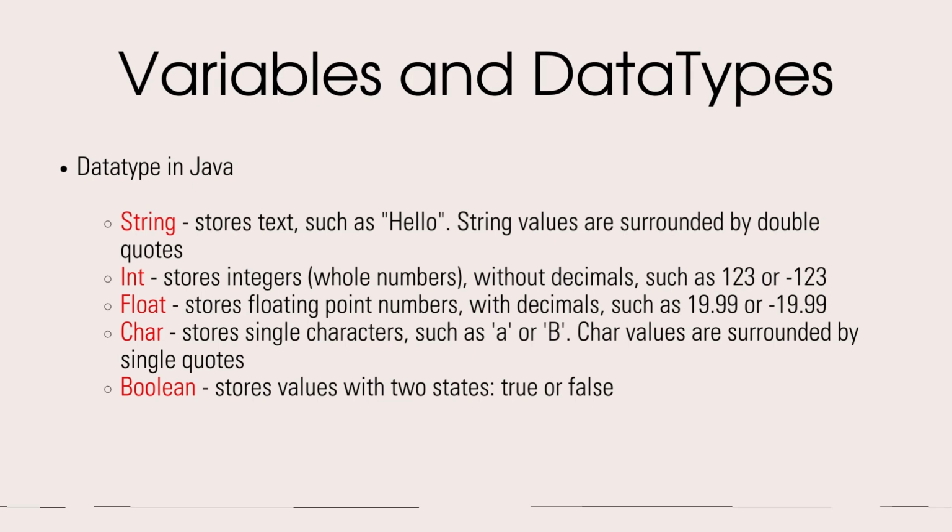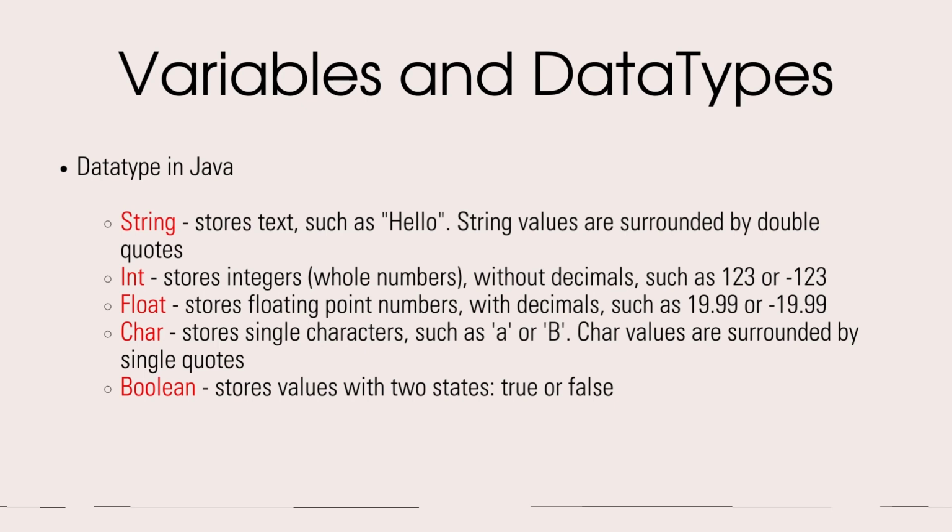Then the integer stores whole numbers. It doesn't matter if it is a negative or positive number, as long as it is a whole number, integer stores it. And then float stores decimal numbers. So any decimal number, that's what float is used for. While character is used to store a single character.